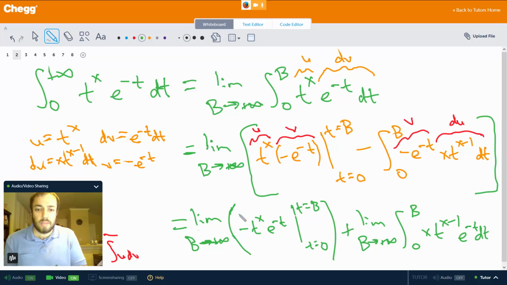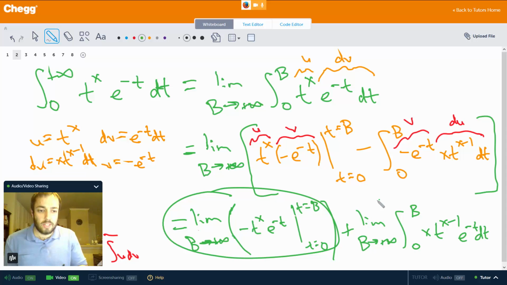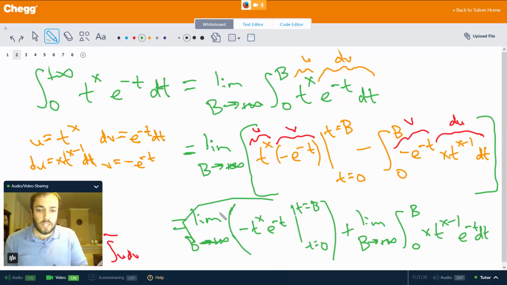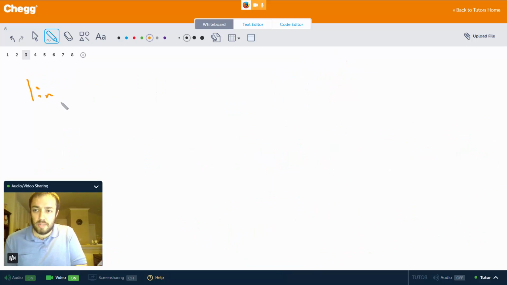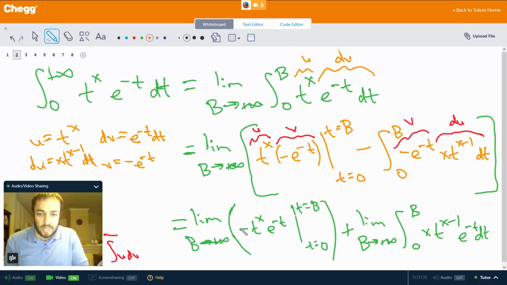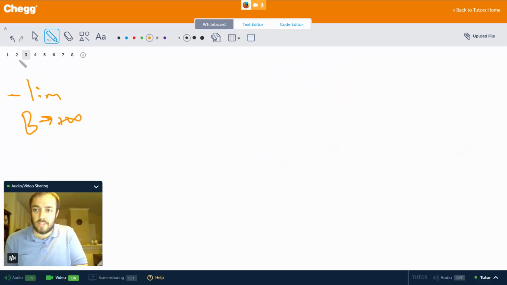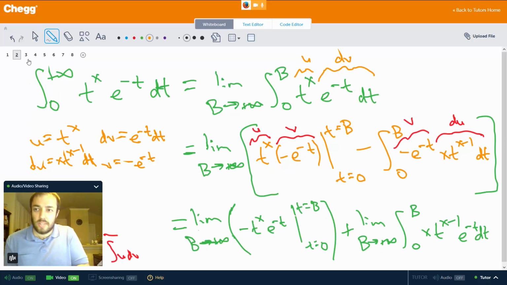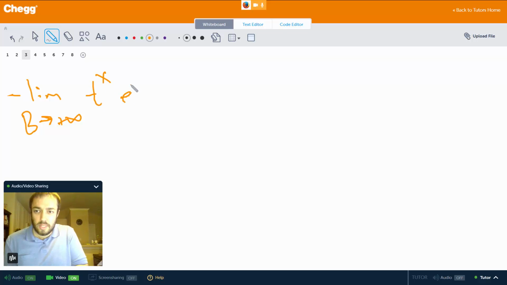Okay, now we have two big terms here, this big term and this big term, and I want to focus on these terms one at a time. So let's go to page 3 and just focus on this term right here. So on page 3, we're going to look at the limit as big B goes to positive infinity of, so let me pull this minus sign out first. So we're going to have a minus sign out here. And then t to the x e to the negative t, evaluated from t equals 0 to t equals big B.